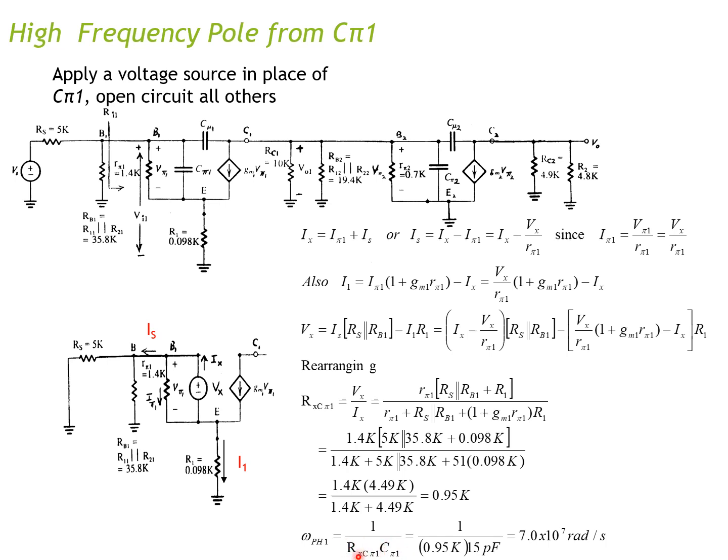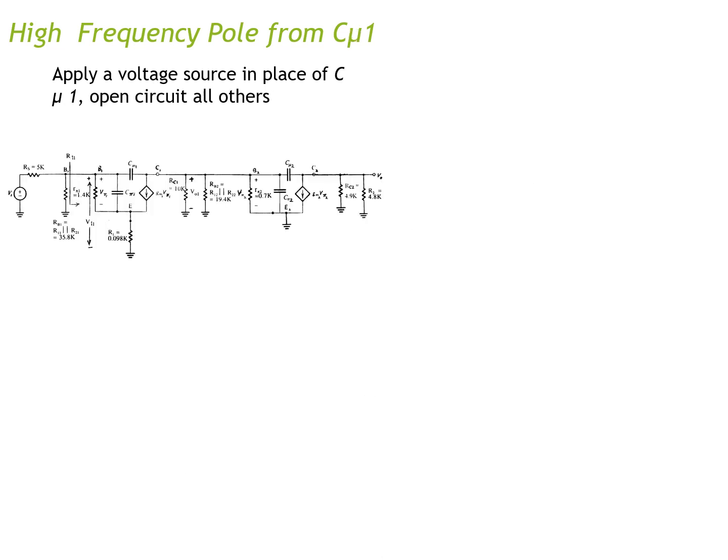You just have to find the C pi 1, which I gave to you, which is 15 picofarad. You just have to find the RX for C pi 1 from this circuit in here. So if you work out all of that, you can have your first pole to be 7 times 10 to the 7 radian per second.